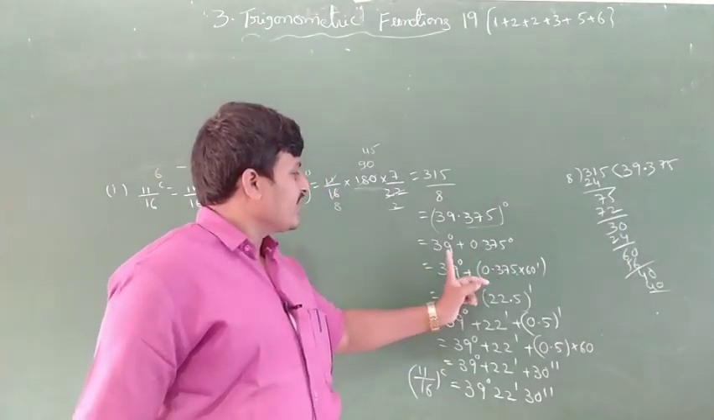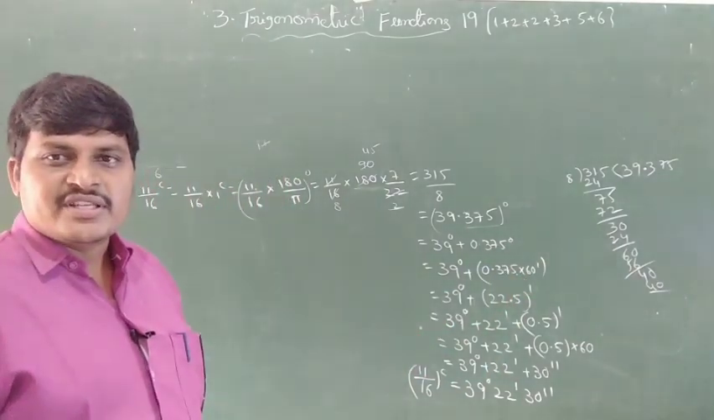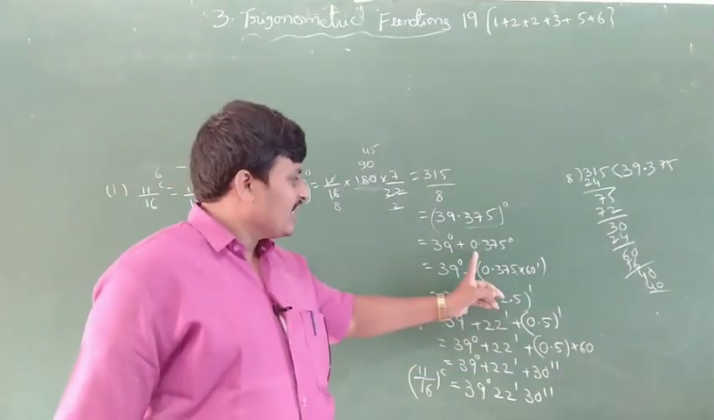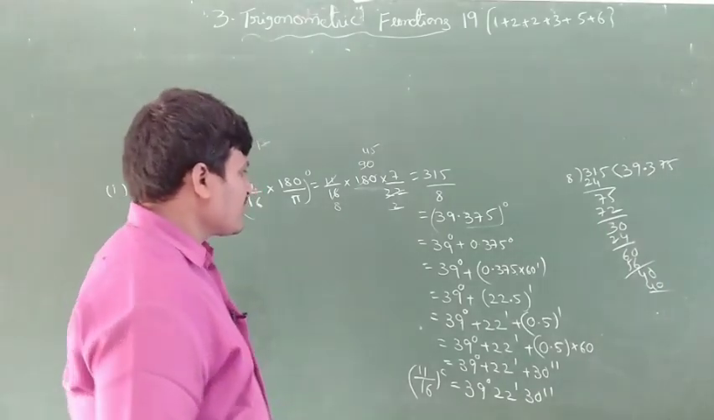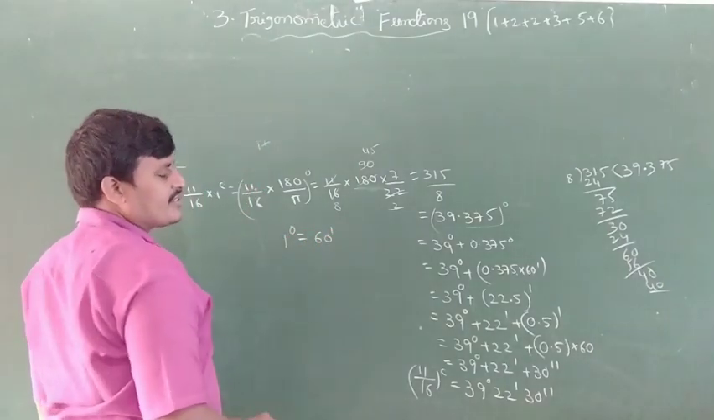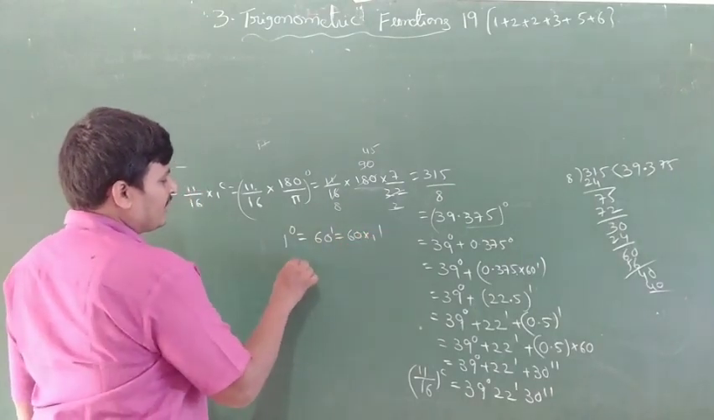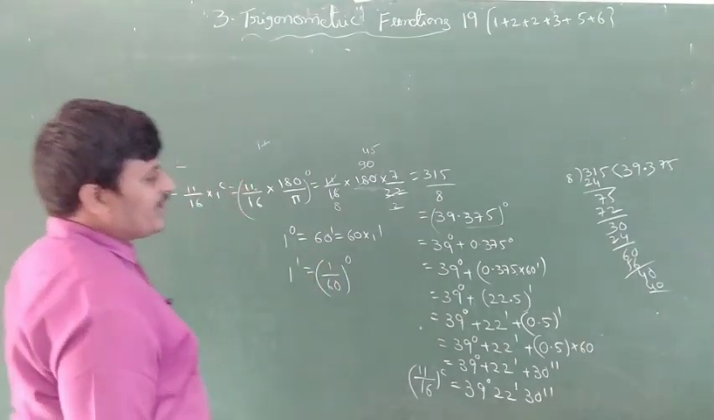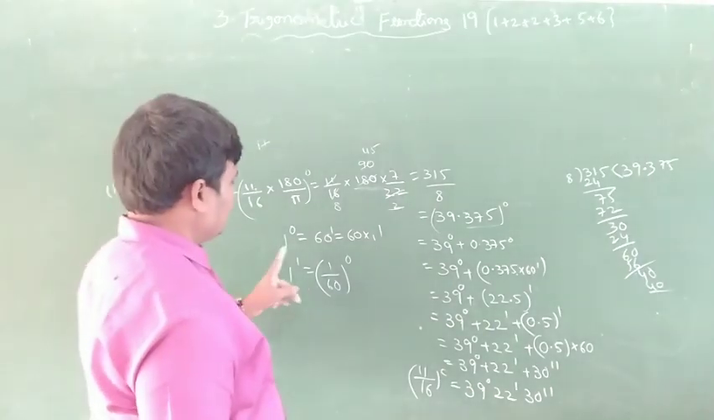39.375 means 39 plus 0.375. 0.375 is below 1 degree, and below 1 degree is converted into minutes. So once again, 1 degree is equal to how many minutes? 60 minutes. 60 minutes is equal to 60 into 1 minute. 1 minute is equal to 1 by 60 degrees. 1 degree is equal to 60 minutes.